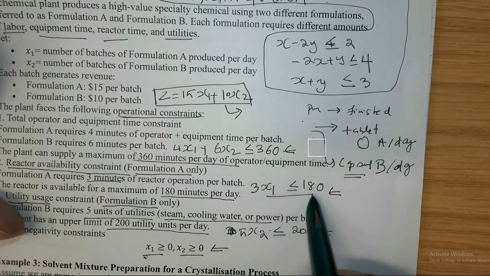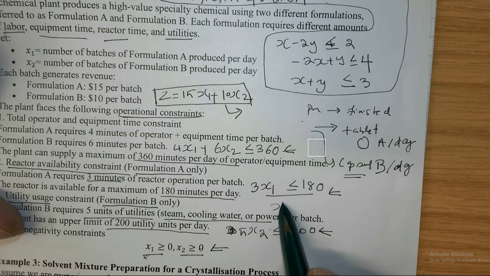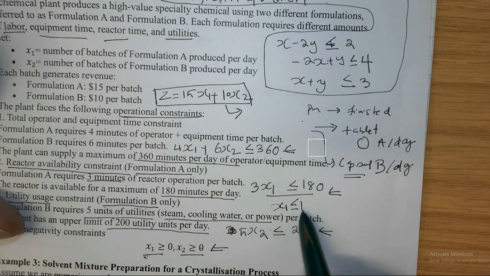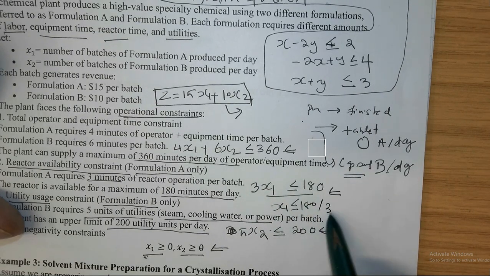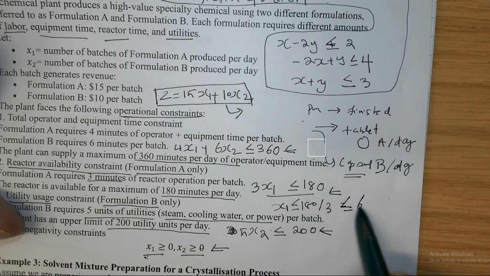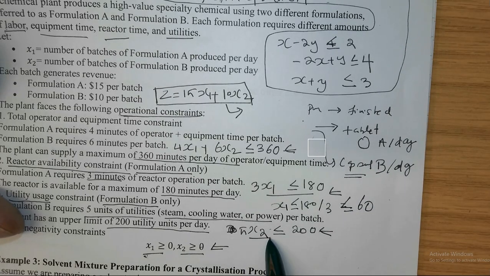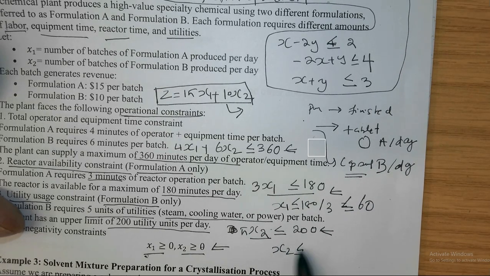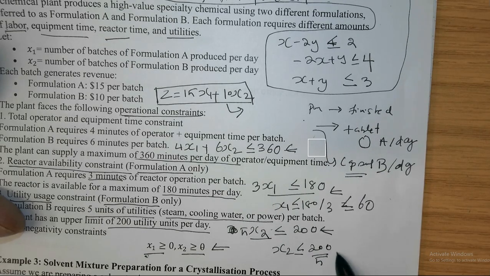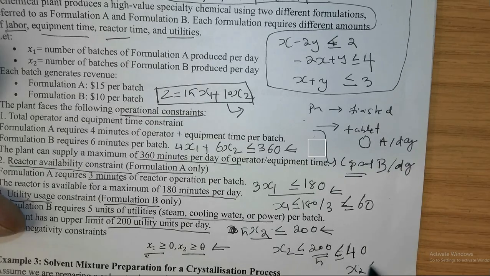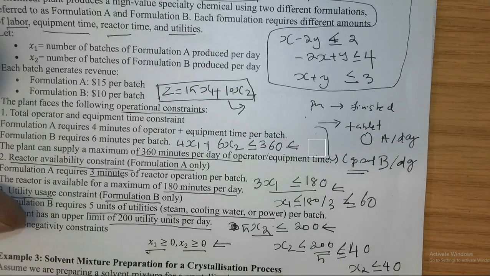So 3x1 less than or equal to 180. You can write this as x1 less than or equal to 180 by 3, which means less than or equal to 60. Similarly, you can also write this one as x2 less than or equal to 200 by 5, so that makes it less than or equal to 40. So x2 less than or equal to 40.